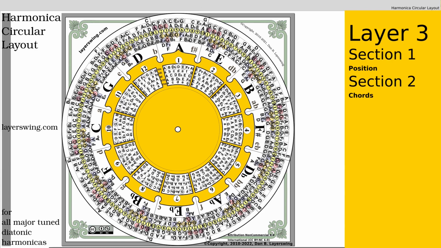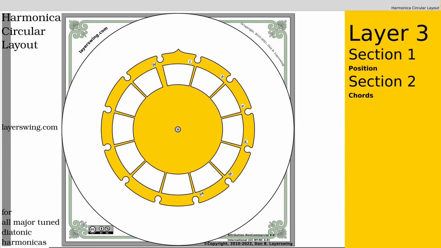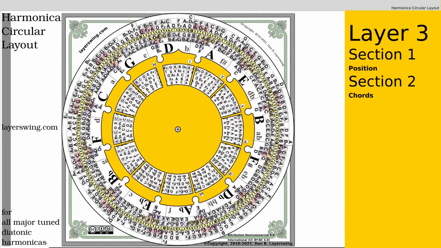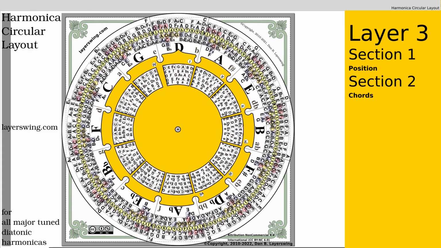Layer 3. Section 2. Chords. Chord number. If you know the key of a song, you can tell all the chords for that key. For example, for D major scale, turn the number 1 to D.